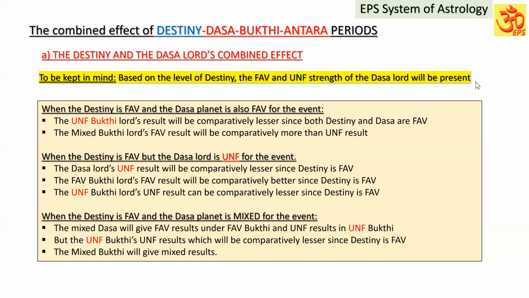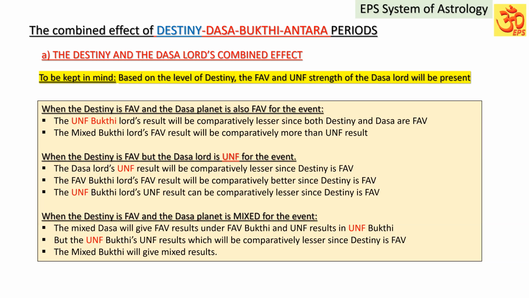Because destiny is the one main source. Within the limit fixed by the destiny only, the Dasa planets also can give. So the combined effect of destiny and Dasa period has to be studied. Then we have to look into the combined effect of the Dasa Bugdi Antara periods based on our principle of source, effect, and result.